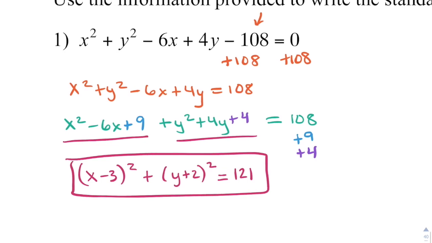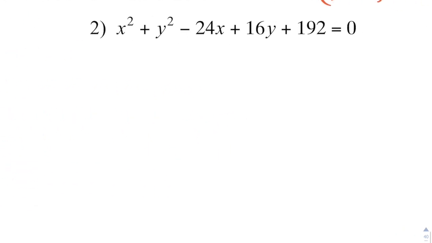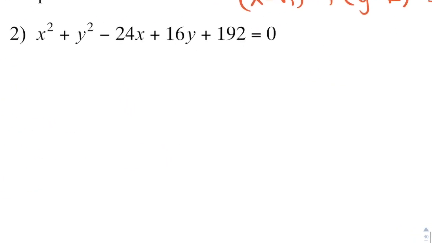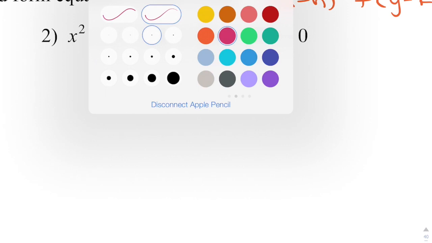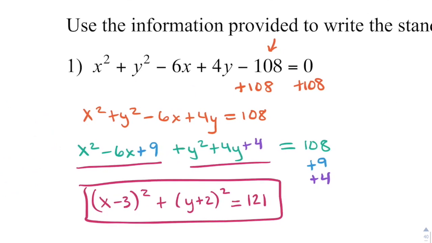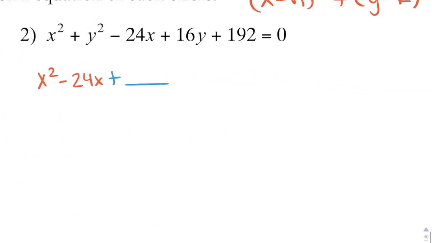I'm going to do one more for practice. So again, ignore the 192 for this one. So let's move 192. What colors did I use? Okay, I'm going to move 192 to the other side. And at the same time, I'm going to set up for what I need. X squared minus 24x plus blank. Yeah, that's okay. Plus blank.